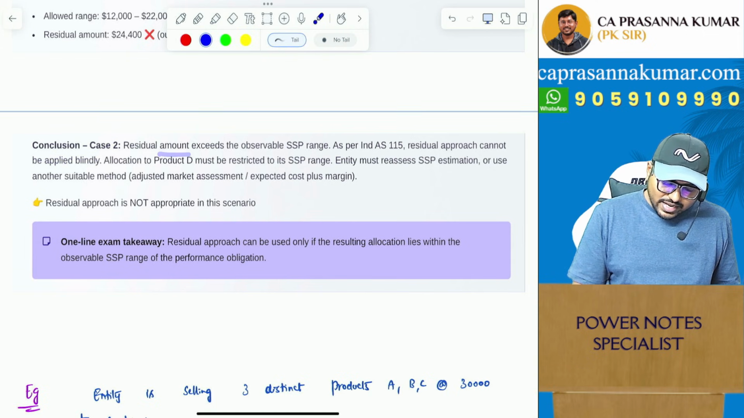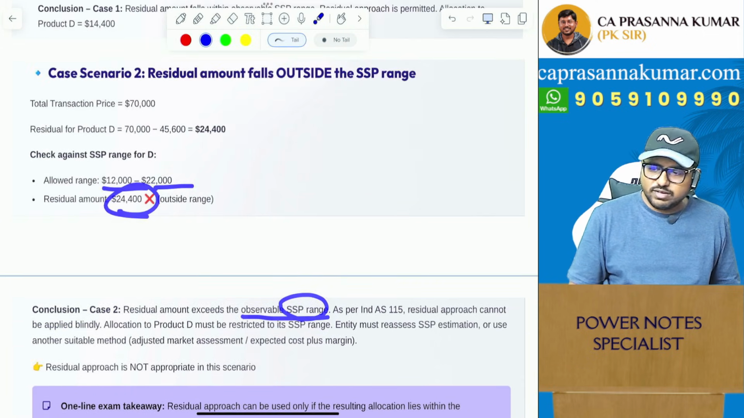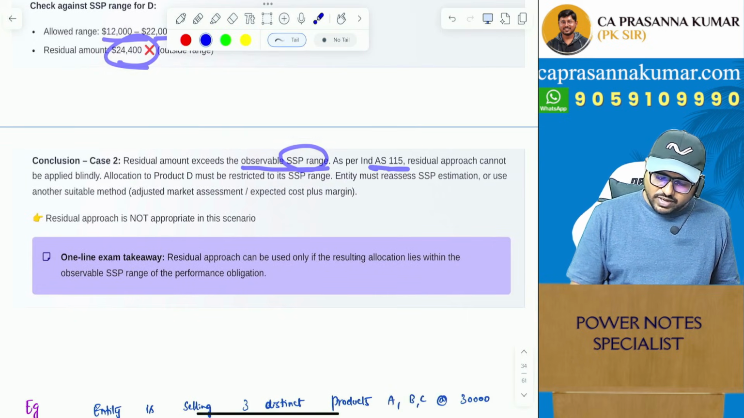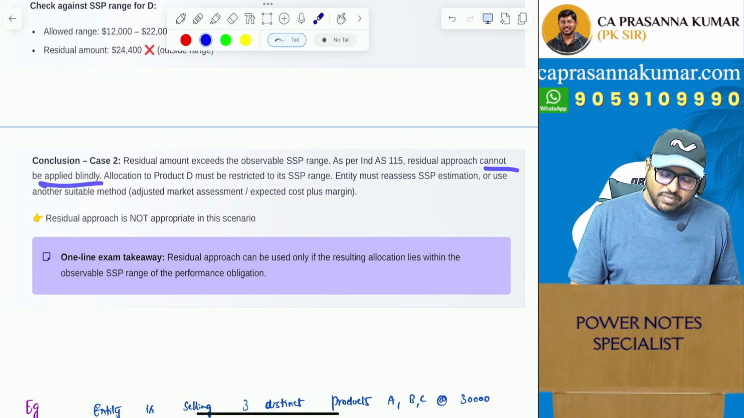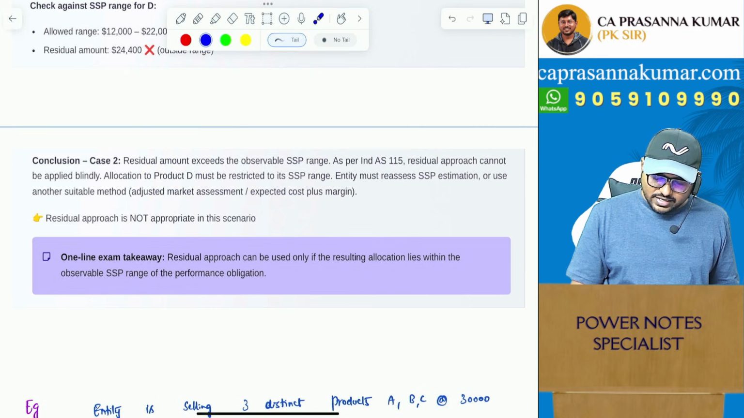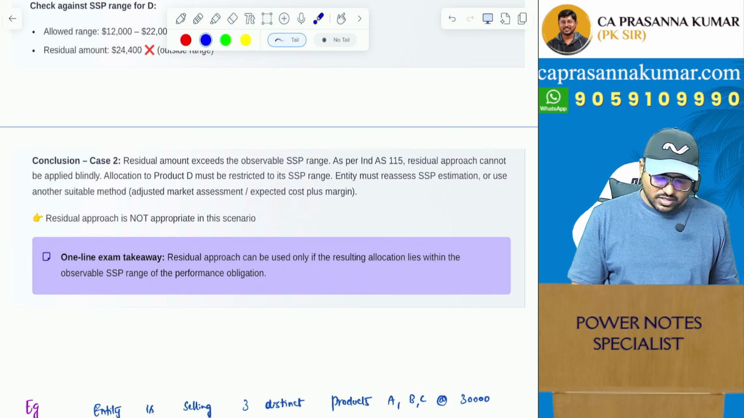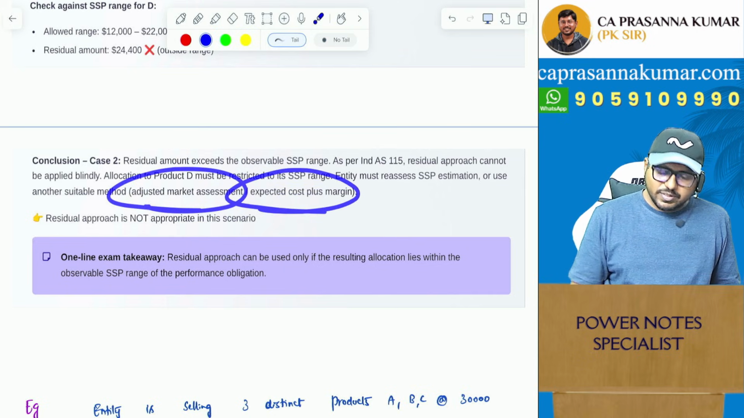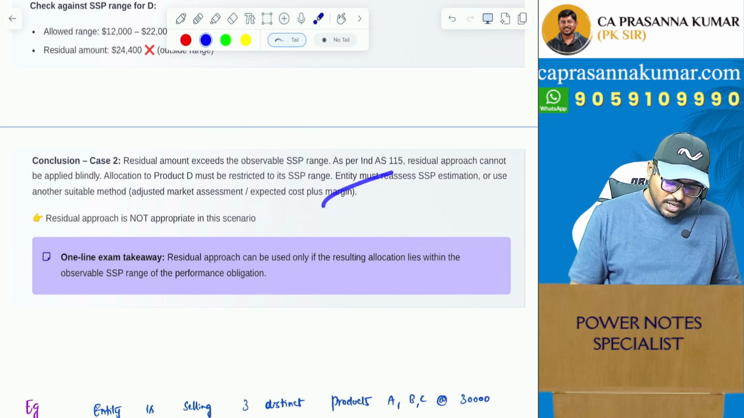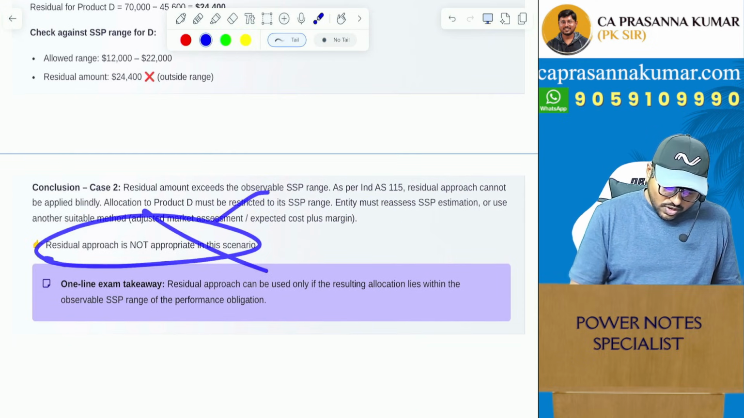So look at the conclusion. The residual amount exceeds the observable SSP range, which is 12,000 to 22,000, but you have got 24,000. As per Ind AS 115, the residual approach cannot be applied blindly. Allocation to product D must be restricted to its range. The entity must reassess the SSP estimation or use another suitable method. Two more methods are there, right? Adjusted market assessment or expected cost plus margin method. You can use those. But in this case, because it is outside the range, the residual approach is not appropriate.